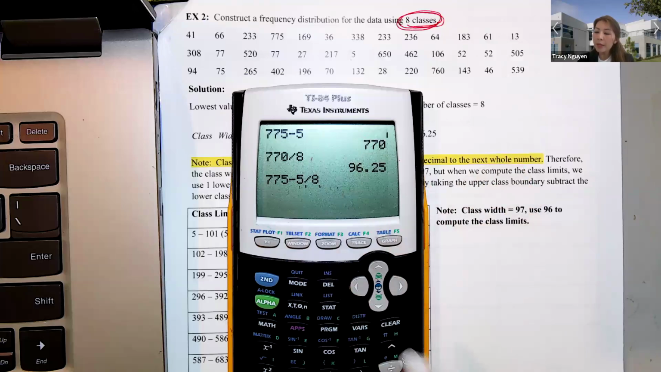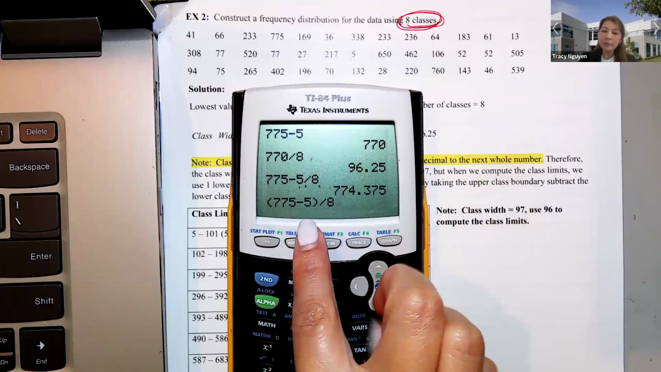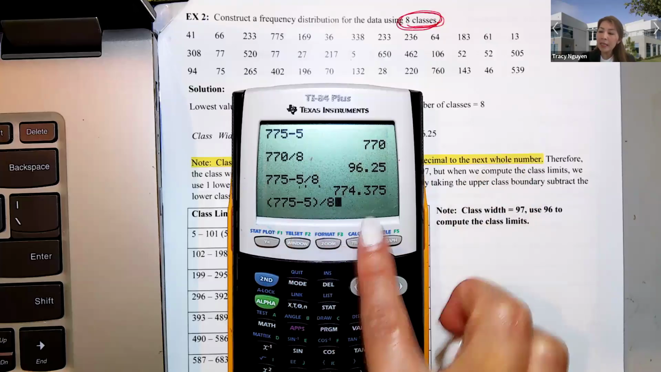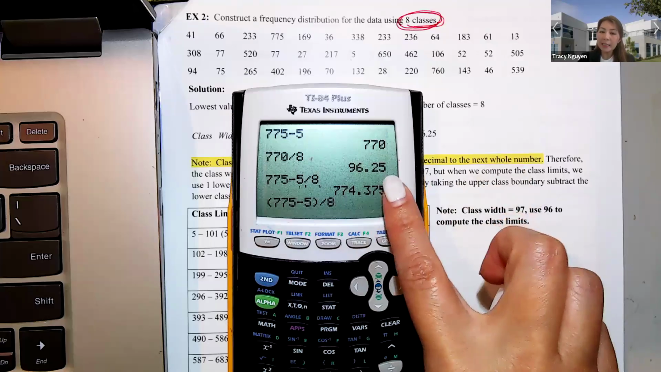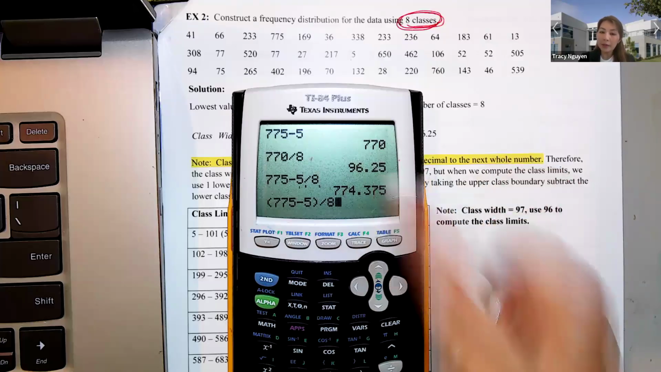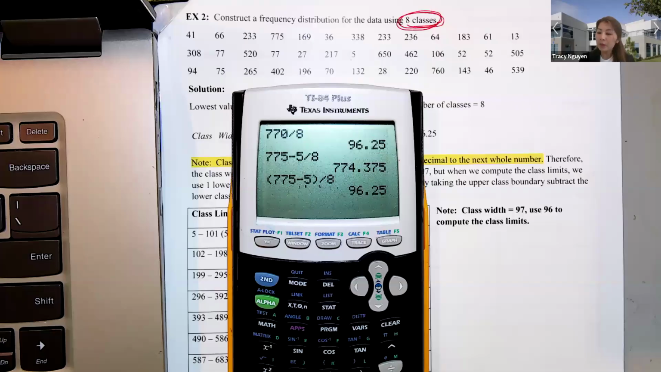Because if you do it this way, you're not going to get the correct answer. If you wanted to do all in one, then you use parentheses: 775 minus 5, close it, divided by 8. Then your calculator will perform the subtraction first, because it's inside the parentheses, then do the division. That way you will get the exact answer as how we did it up here, which is 96.25.